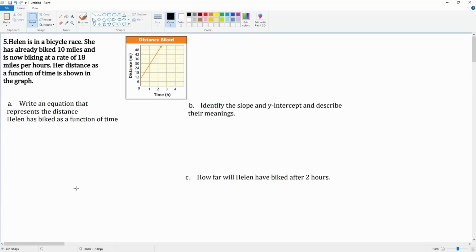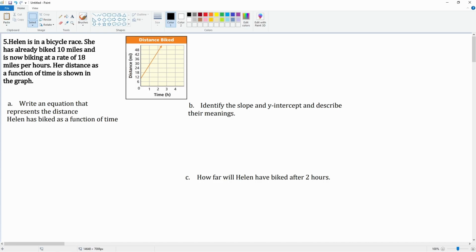This is chapter 4, number 5. Helen is in a bicycle race. She has already biked 10 miles and is now biking at a rate of 18 miles per hour. Her distance as a function of time is shown on the graph. A asks us to write an equation that represents the distance Helen has biked as a function of time.